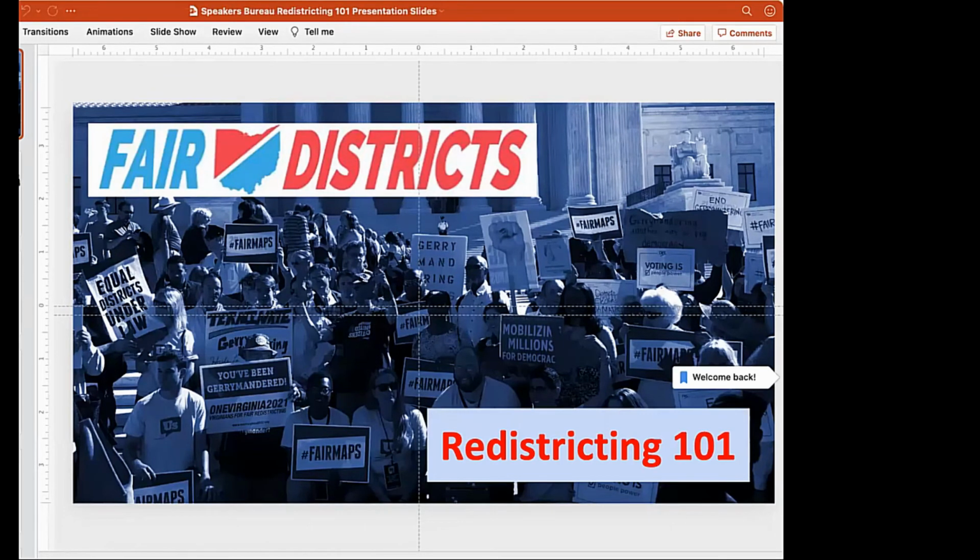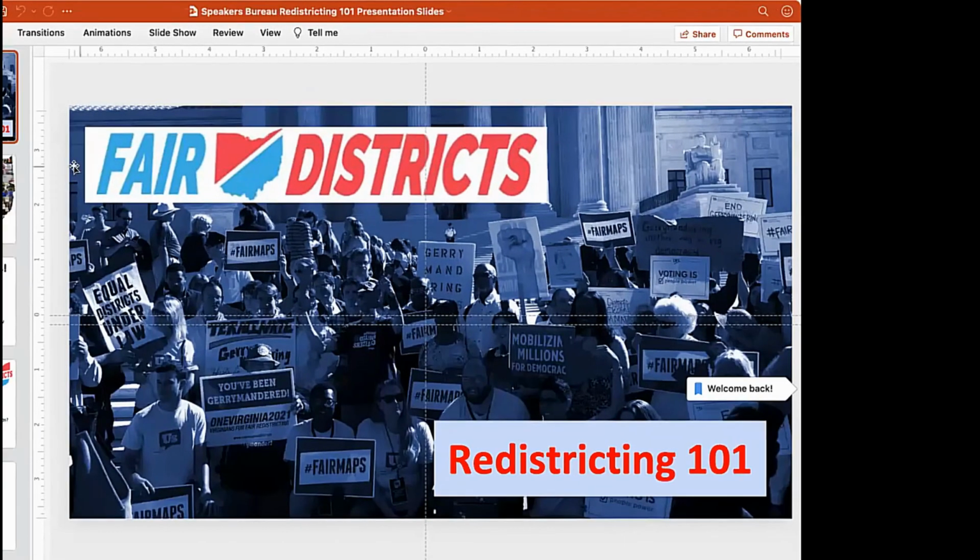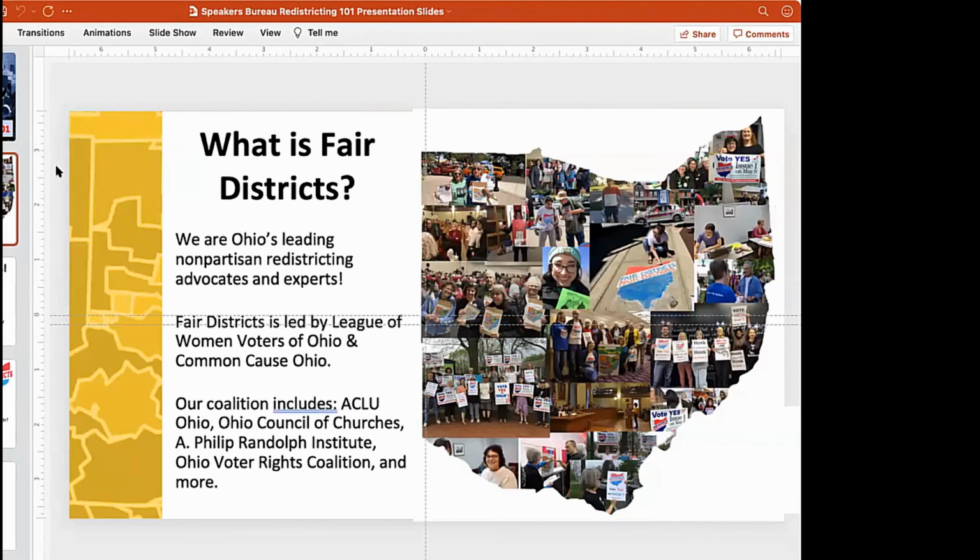So let's see, I'm not getting this to move. Can you see the screen? Yes, we see the screen. See the picture, yes. Oh, there we go. I'm getting it to move now.